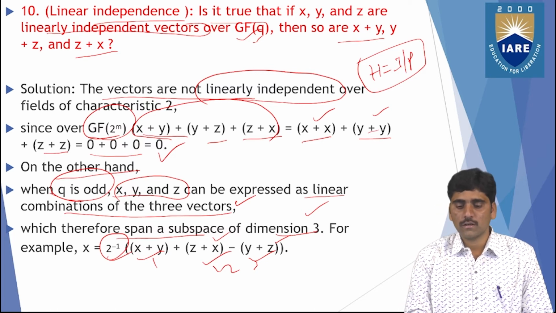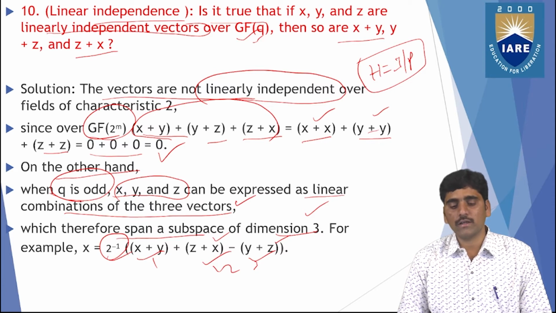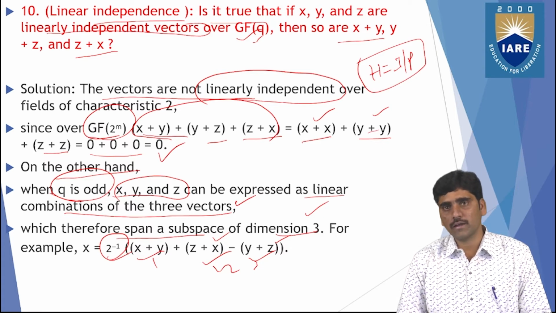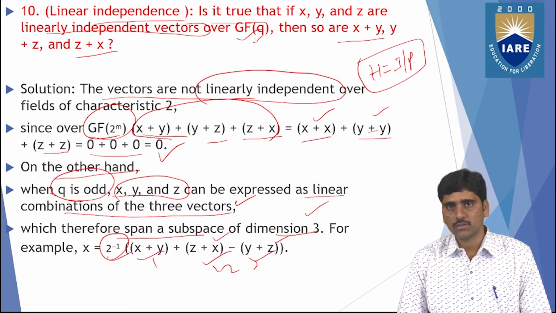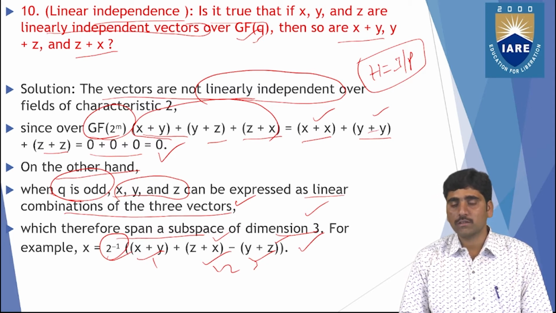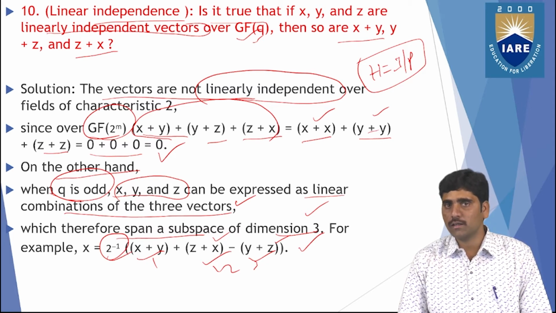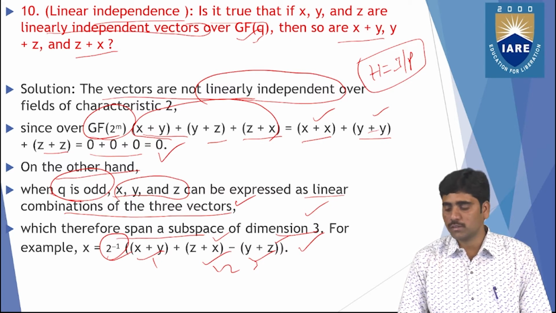So is it true for all x, y and z linearly independent vectors over a Galois field of order q? Here the order is taken as 3. So 2 power 3 is obviously 8. That will finalize this statement as true, that x, y and z are linearly independent vectors over the Galois field. That is the way we have to say that it is true, right?